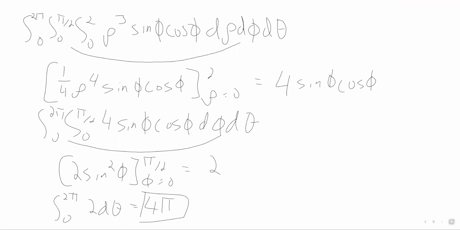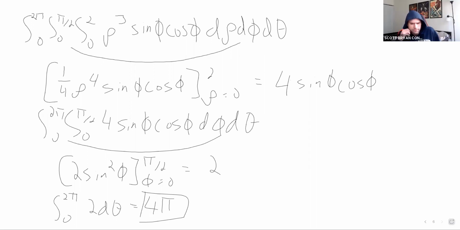Could we have split that integral up instead of doing it one by one, because they're all constants? Could we have used that theorem to split it up? So you mean for the theta? Just the whole thing. So could we have done this as three integrals in terms of rho, phi, and theta?